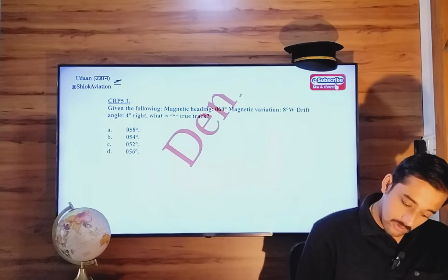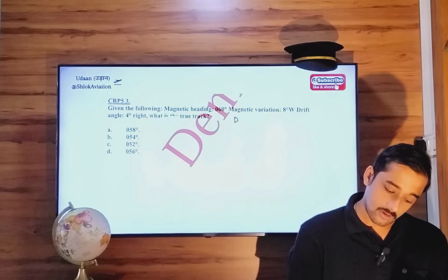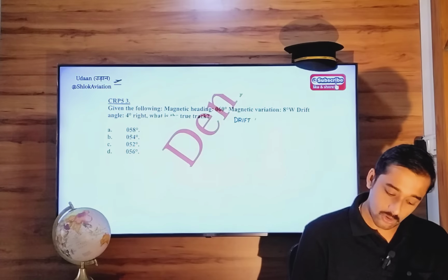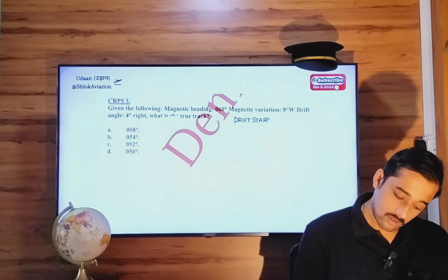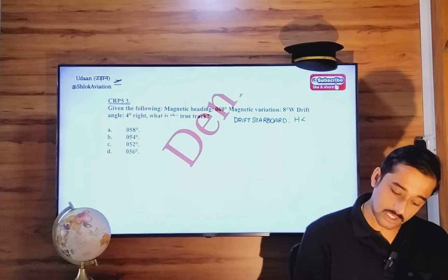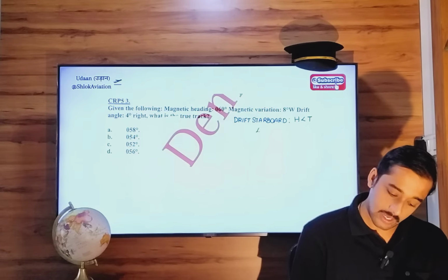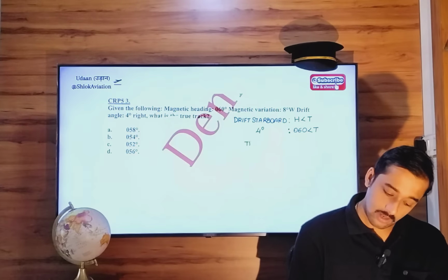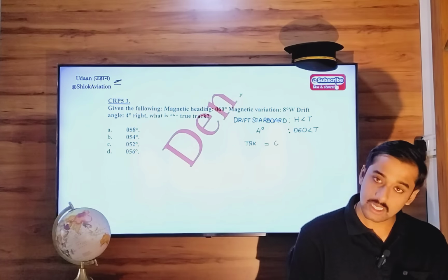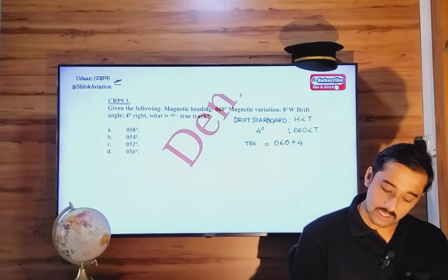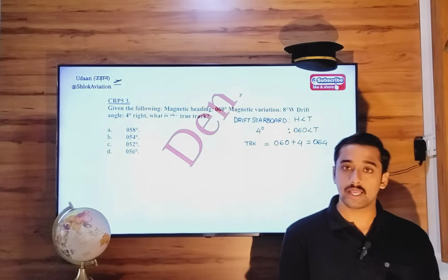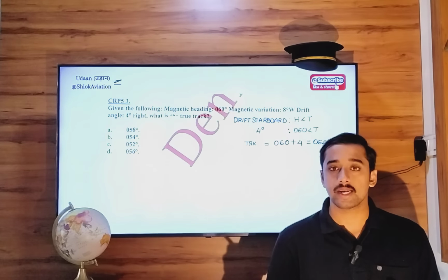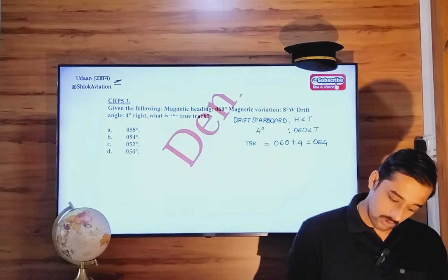So with a starboard drift now. When drift is starboard, your heading is less than your track. Now here drift is 4 degree. Heading of aircraft is 060. So track will be how much? So track will be equal to 060 plus 4, 064. Okay, so magnetic track will be more than magnetic heading, 064.